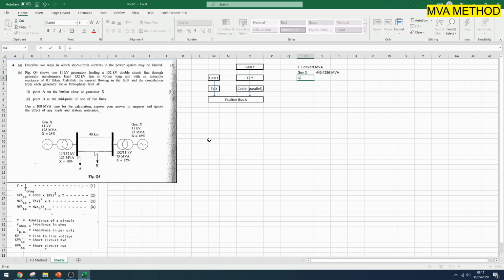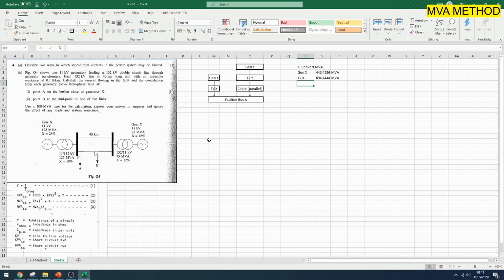How about transformer X? Same method. It's 125 MVA divided by 0.18. And that is your MVA for the transformer. So, what else?